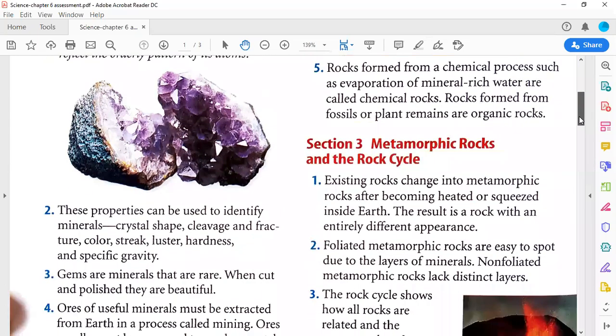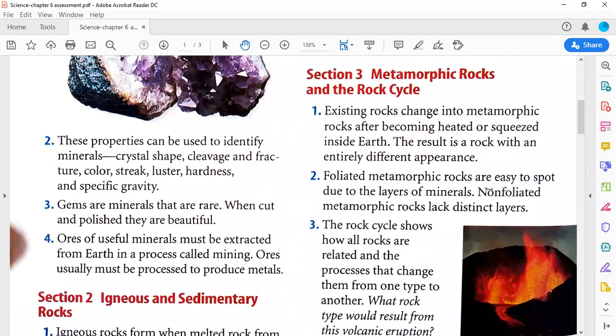All right. Let's move to section 3, metamorphic rocks and the rock cycle. Harold, go ahead, please. Number 1. Existing rocks change into metamorphic rocks after becoming heated or squeezed inside Earth. The result is a rock with an entirely different appearance. Okay, thank you very much, Harold.